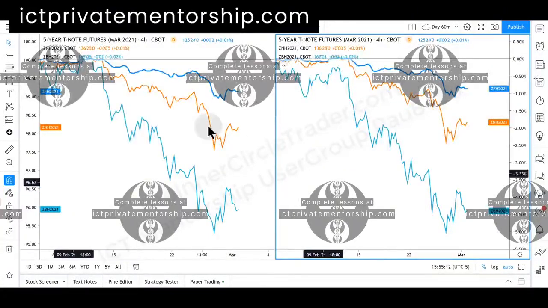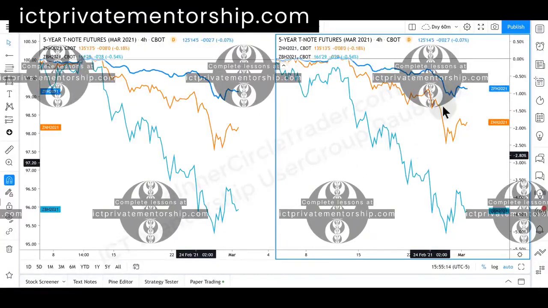All right, so you've learned how to do the overlays. Now you can do this also if you want to do SMT divergence for the dollar index. You can do it like this.